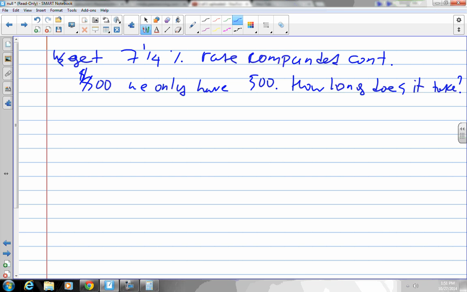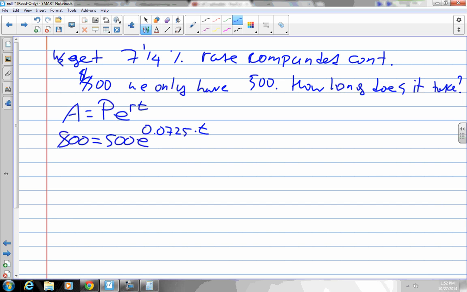Because if I set this up, remember the value equals the principal times e to the power rt, so the PERT formula. The A is what we want, 800. P was 500. E, the rate is 0.0725. We convert percent to decimals, times t. And that's the unknown. We want to solve for t.